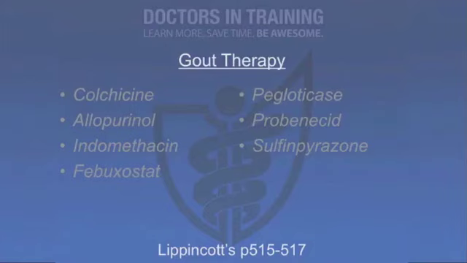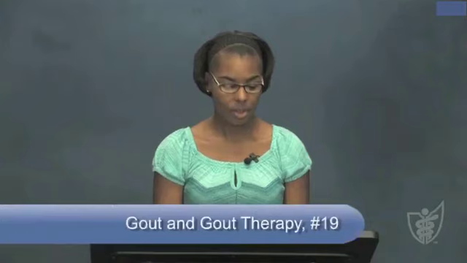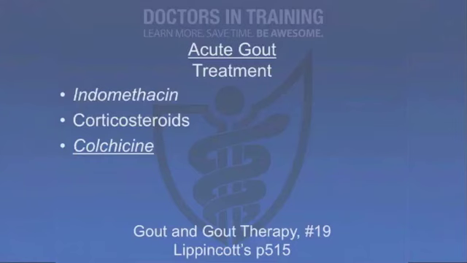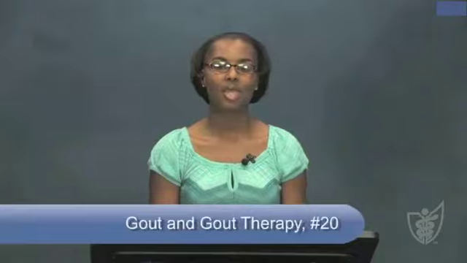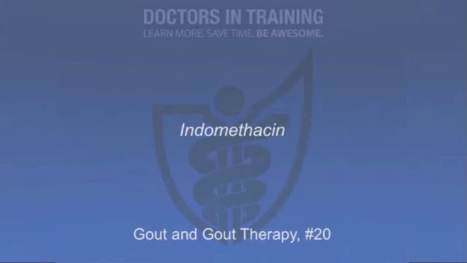Next, we'll discuss gout and some gout medications. The first three that we'll talk about are indomethacin, steroids, and colchicine. These are the ones that we use to treat acute gouty attacks. The drug of choice for treating gout is indomethacin, unless the patient has a history of renal insufficiency, then we might have to consider steroids.